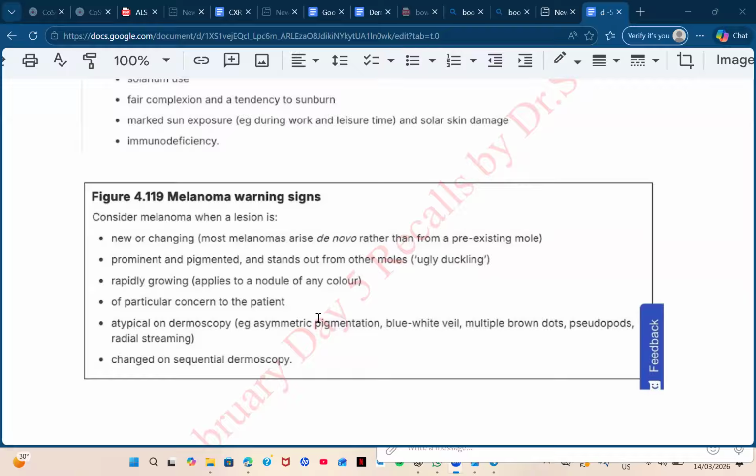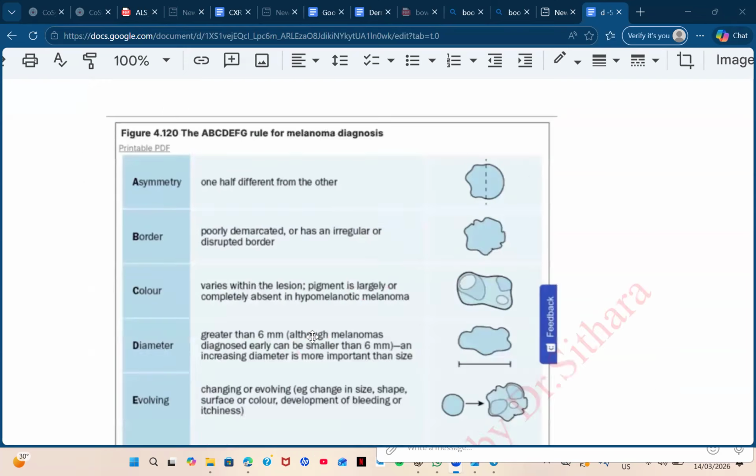Particular concern means if it is starting to itch, right? It makes some discomfort to the patient, right? Like that, okay? Or ulcerating, right? Those are the particular concerns to the patient. Or atypical on dermoscopy, like asymmetrical pigmentation, blue white veil, multiple brown dots, pseudopods, radial streaming, change on sequential dermoscopy. So if these are present, that means it is becoming malignant, right? Then you have to do the definitive treatment as the excision, right?